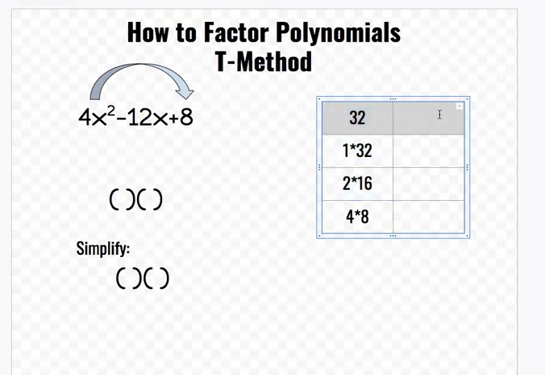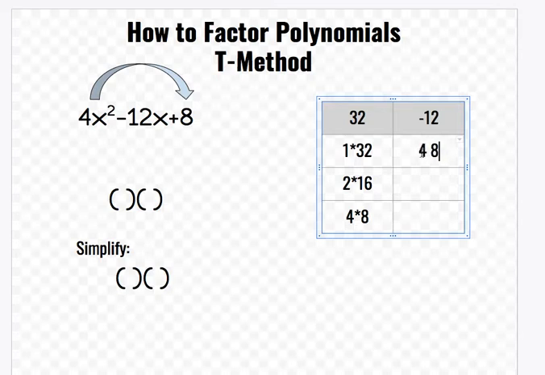Nothing else, nothing more. Out of those options, I need something that gives me negative 12 in the middle. Only one of those is going to give me negative 12, whether you add them or subtract them. There's only 4 and 8. 2 plus 16 gives me 18, and 2 minus 16 or 16 minus 2 gives me 14. So that will never give me 12. So it has to be 4 and 8.